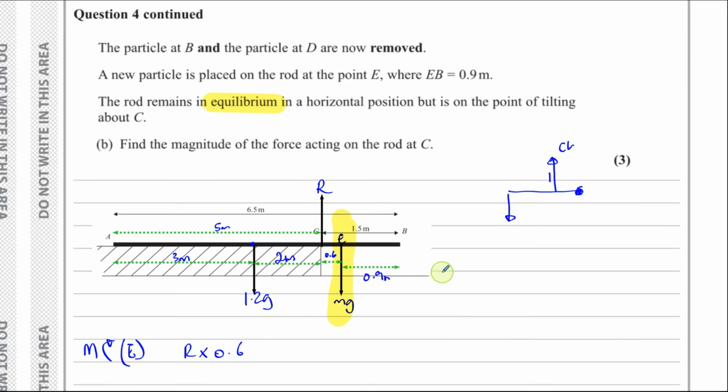And that's the clockwise moments, and that's equal to the anti-clockwise moments, which will be this one, 1.2g times, and that's 2 and 0.6, 2.6. Because the distance from there to there is going to be 2.6, this distance here, because it's that plus that. So that's basically it.